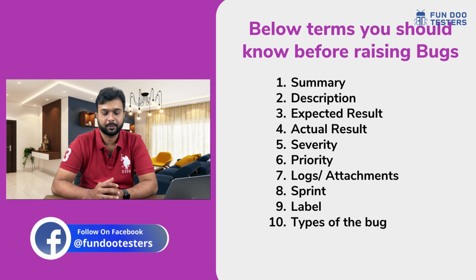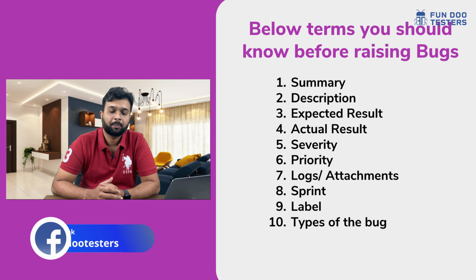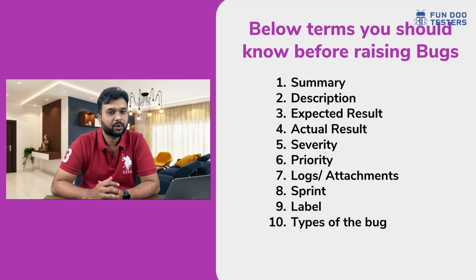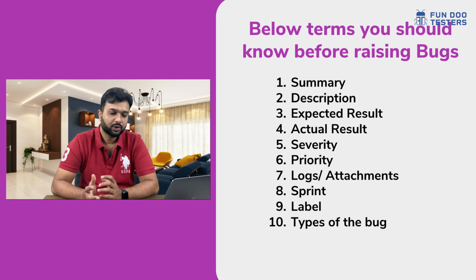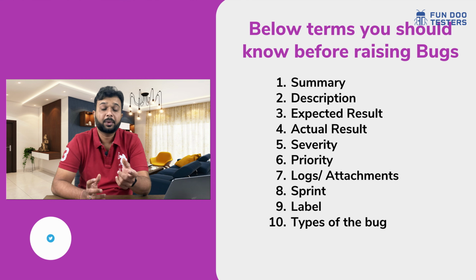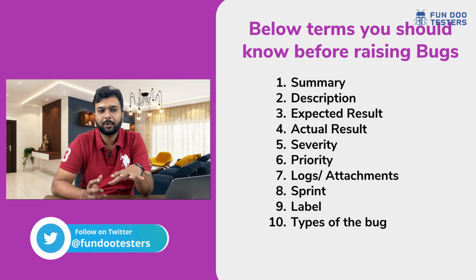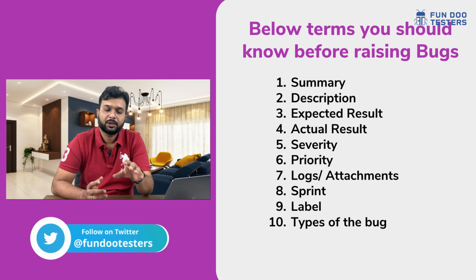Later on, the sprint. Whenever we are going to raise a bug in Jira or any bug tracking tool, we will get a few fields like sprint, label, environment. In these we have to mention the details. Sprint means which sprint we are working on. In normal words I can say a sprint is a week. So week 1, week 2, week 3.